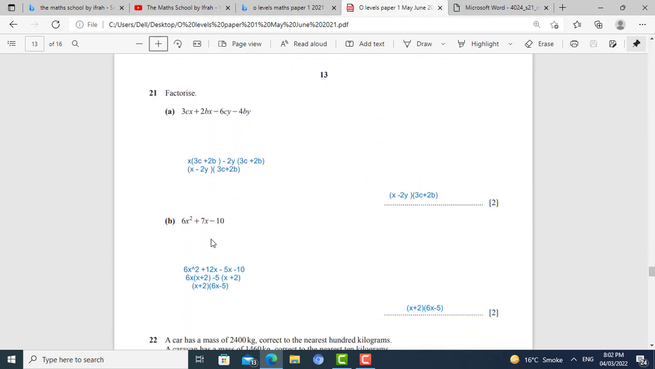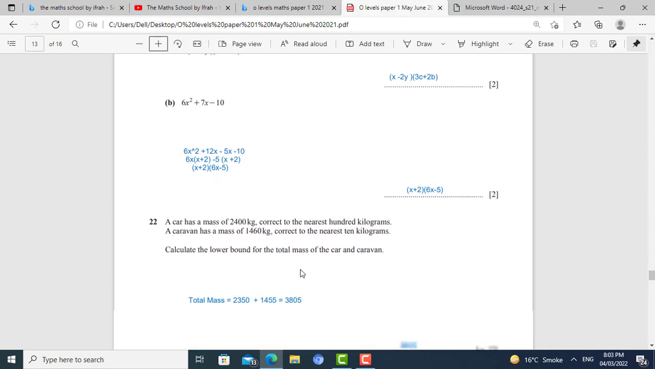Okay, let's have a look at another question. 3cx plus 2bx minus 6cy minus 4by. So x is the common factor over here. x(3c plus 2b) minus 2y(3c plus 2b). So (x minus 2y) into (3c plus 2b) is our answer, the factored answer.